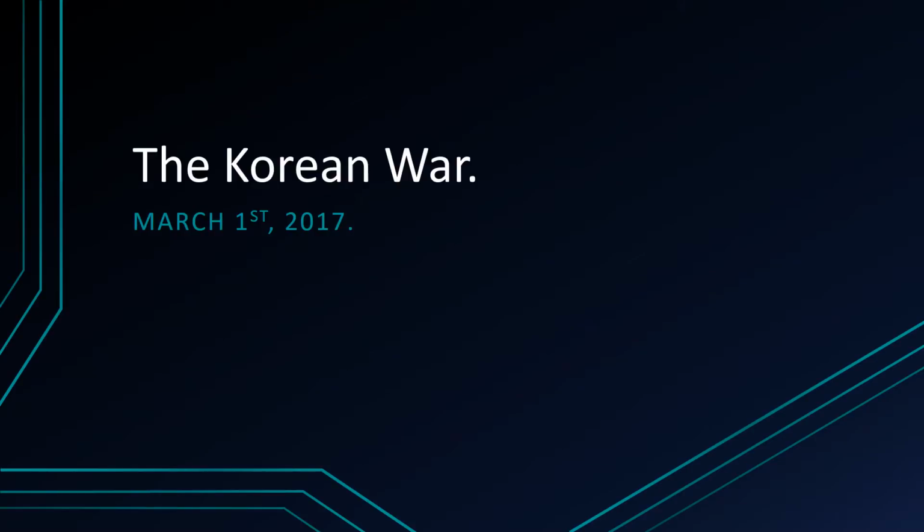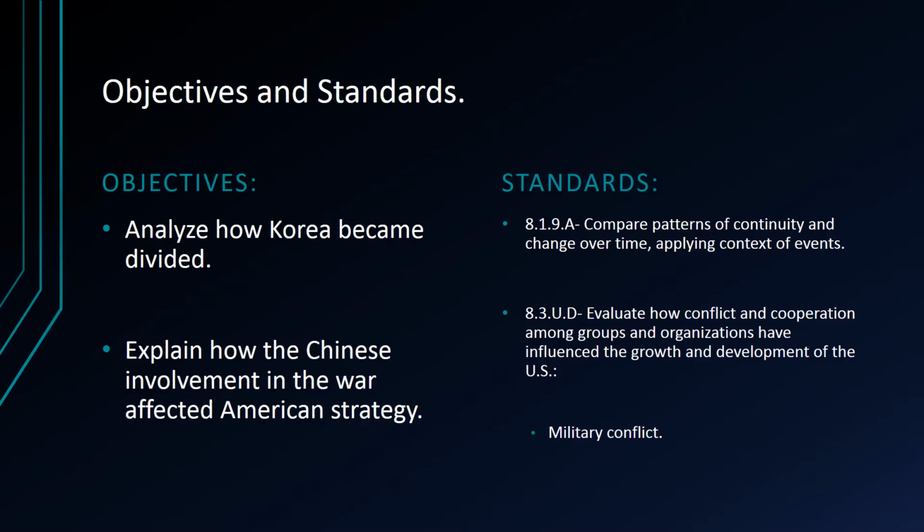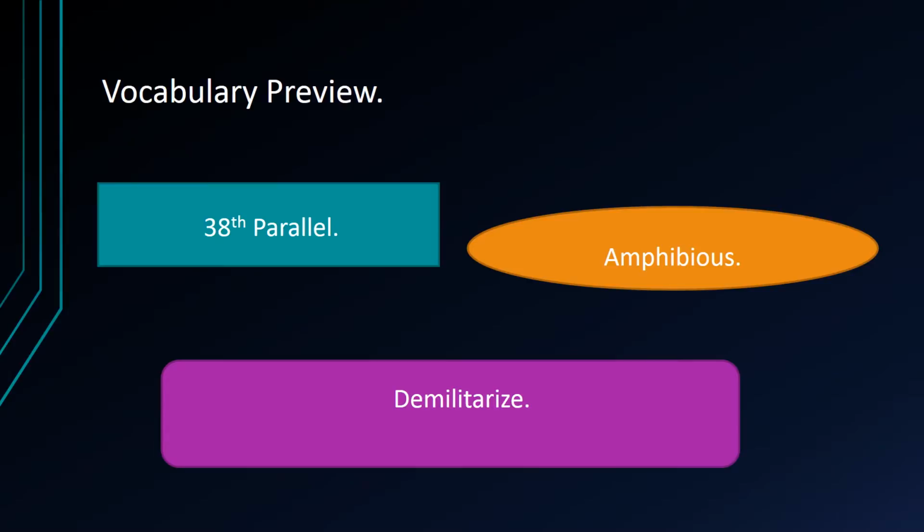We are going to focus on the Korean War today. So our objectives and standards: to analyze how Korea became divided and to explain how the Chinese involvement in the war affected American strategy. Take a look at the standards too. And our vocabulary preview: 38th parallel, amphibious, and demilitarize.